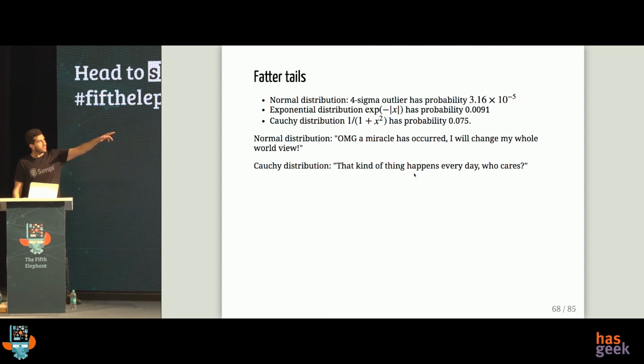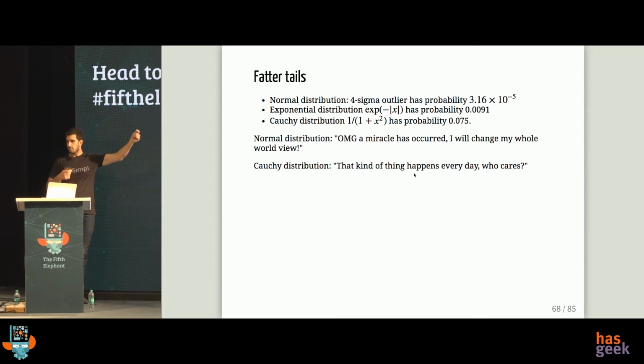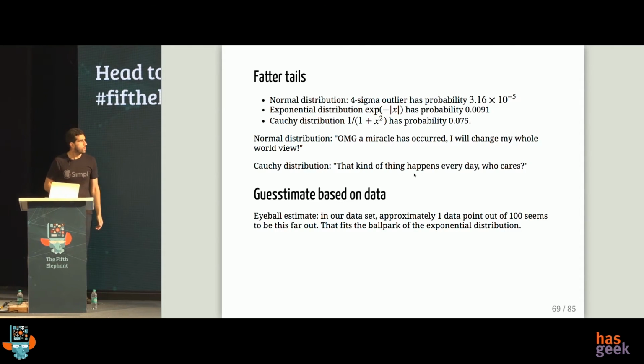On the other hand, if we compute the probability of that distant 4 sigma event with an exponential distribution, it's not common, but it happens about 1% of the time, a little less. With the Cauchy distribution, it happens 7% of the time. So if we have a different opinion as to how our errors are distributed, we might update our inferences.